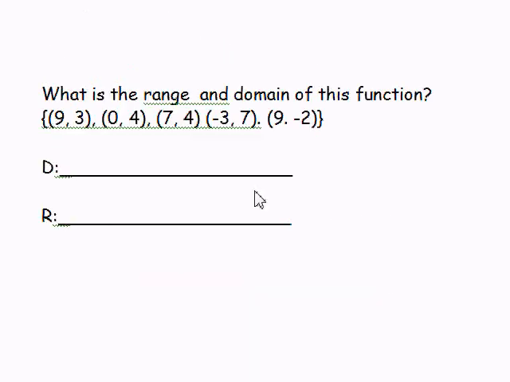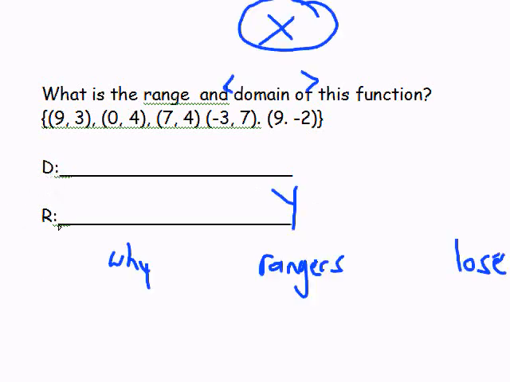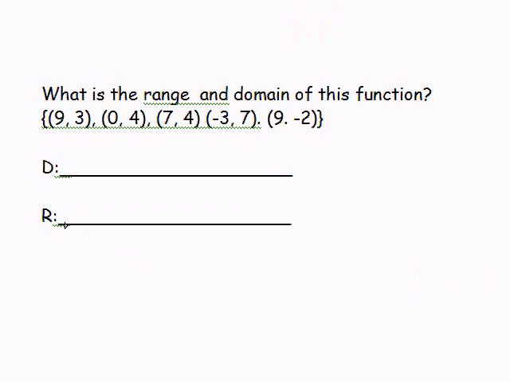Let's take a look at the set of ordered pairs right here and find the domain and range of the function. D is abbreviating domain, R is abbreviating range. Remember, domain are all of your x's, and range are all of your y's. To find the domain, all you have to do is list your x's: 9, 0, 7, negative 3, and 9, which you really don't have to list twice, but I'll go ahead.